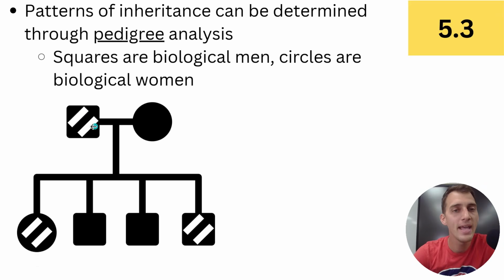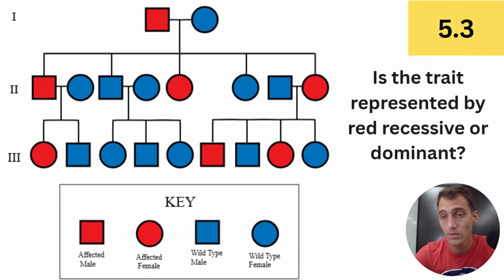Then he has kids with mom over here, and it looks like half of the offspring ended up with this genetic disease, or whatever genetic trait we're talking about. So what type of inheritance might that be? Well, let's look at this one before we talk about that a little bit more.